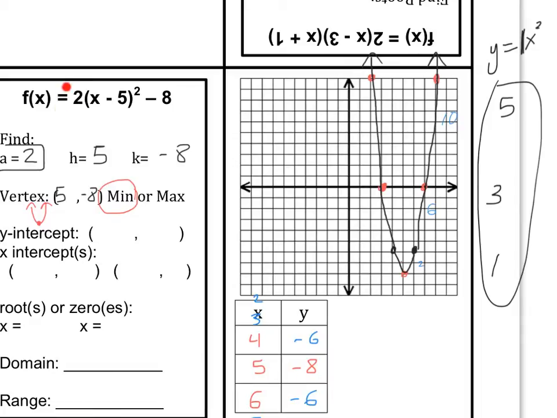The a in this case is 2. So what did we do to get the pattern? We multiplied each number by 2. So 1 times 2 is 2, 3 times 2 is 6, 5 times 2 is 10.